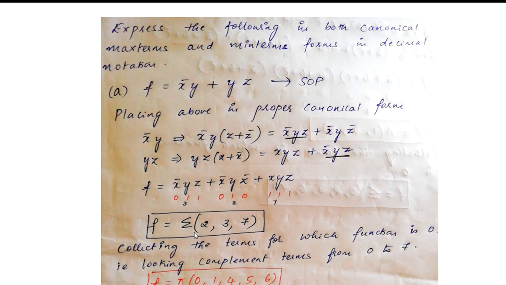Now write the sigma notation. So you need to write from the smallest number, isn't it? In ascending order, you write 2, 3, 7. Now what is asked here? It is also asked to write the max term. So if you know the min terms, then you can directly write the max term of this function, right? 2, 3, 7 are the min terms, so the remaining combinations are max terms. So write here Pi of 0, 1, 4, 5, 6. I hope you understood this problem.